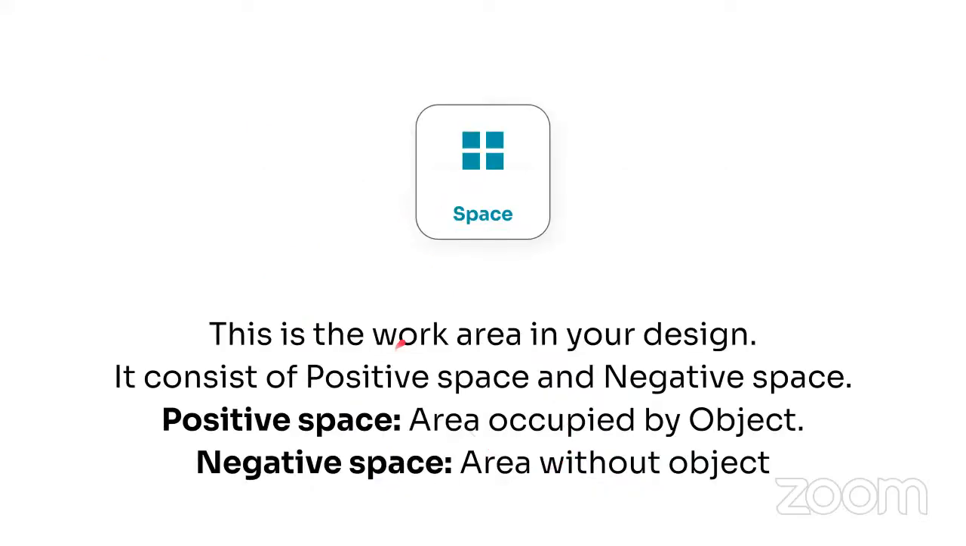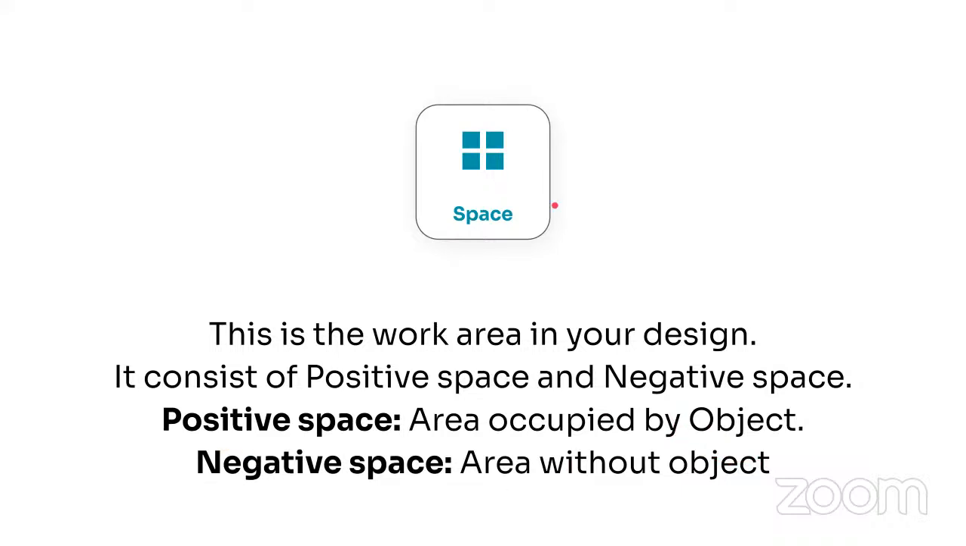So space is the work area in your design. We have two types of space, which are the positive space and the negative space. So what's positive space? Positive space is the area occupied by an object in the design. The negative space is the empty area.